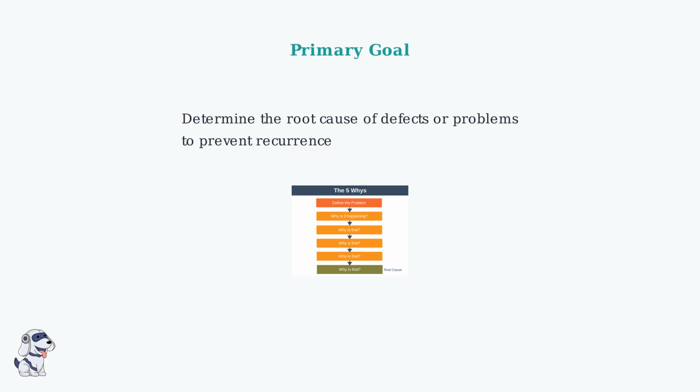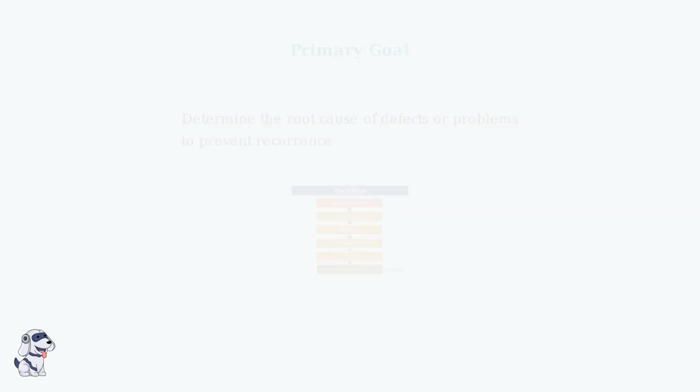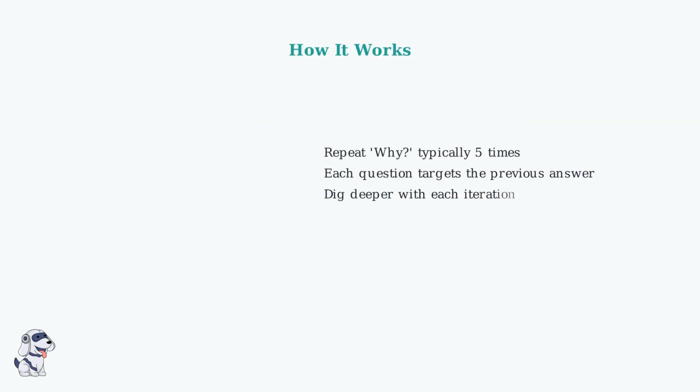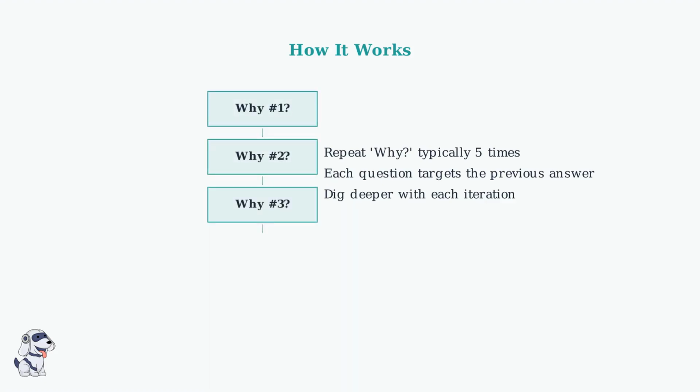This systematic approach helps us move beyond surface symptoms to address the fundamental issues that create problems. You repeat the question why, typically 5 times, with each why question directed at the answer of the previous why. This creates a chain of inquiry that digs deeper into the problem with each iteration.